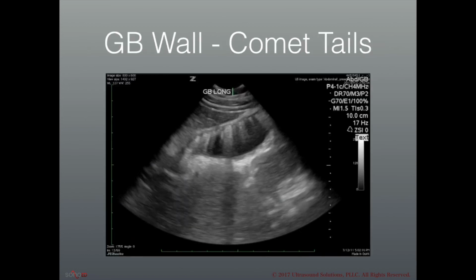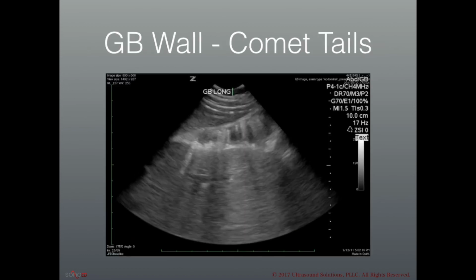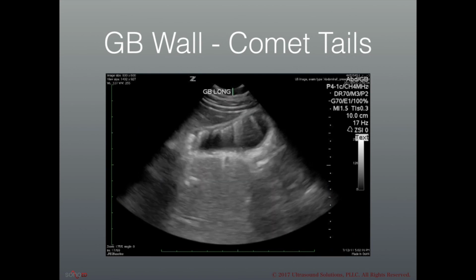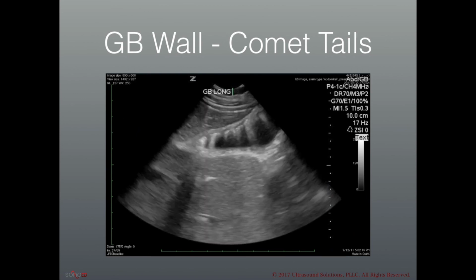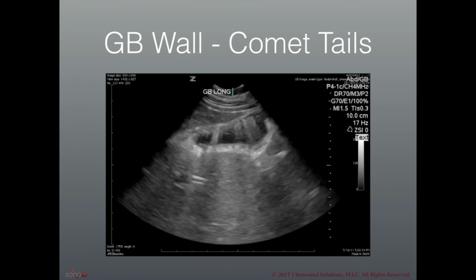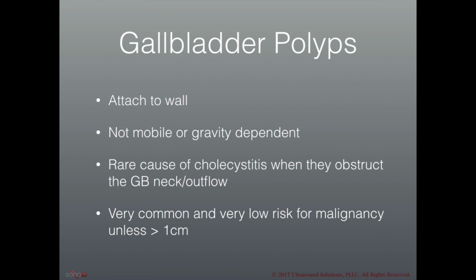Here's an example of that hypercholesterolosis or that adenomyomatosis, and you see here that the anterior wall has a lot of comet tail artifacts extending down from it. Gallbladder polyps are another thing you might see in the gallbladder. Now these will be adherent to the wall, so they should not be mobile or gravity dependent. They rarely cause complication unless they begin to obstruct the outflow of the gallbladder, and they have a very low risk for malignancy unless they're large.